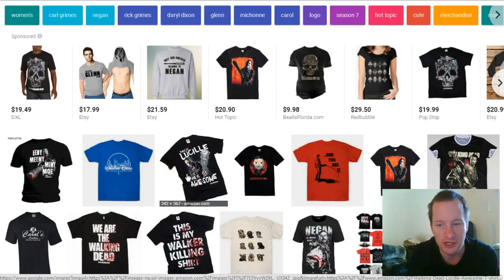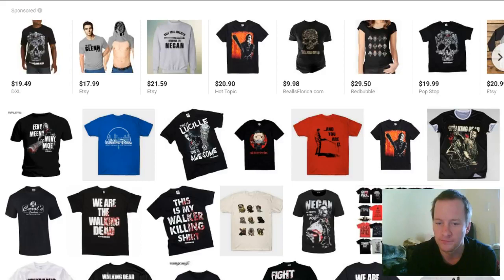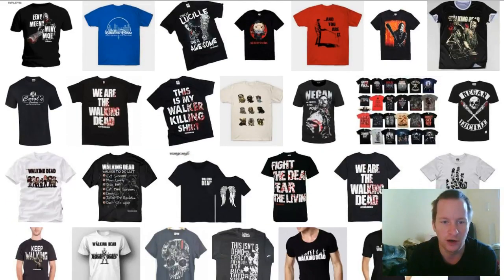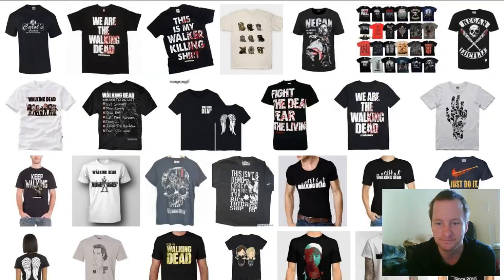You see a lot of Negan shirts. There's a character on the show. Yeah, there's a lot of Negan themed shirts. And this one has the Walt Disney theme with the logo, and instead of Walt Disney, it has Walking Dead. It's pretty cool. A lot of Negan. We Are the Walking Dead. This is my Walker Killing shirt. Negan. A lot of Negan themes.